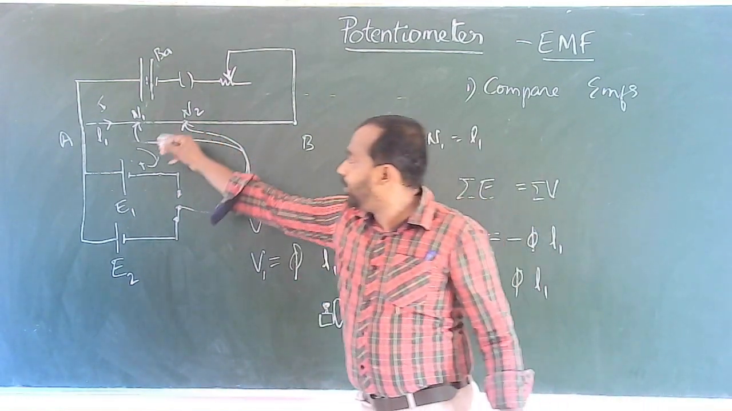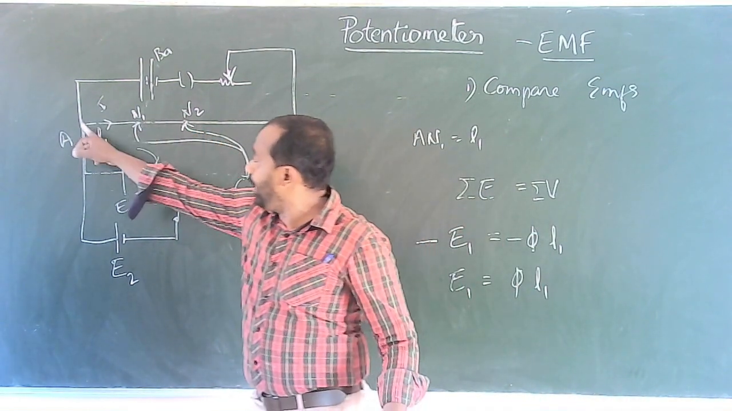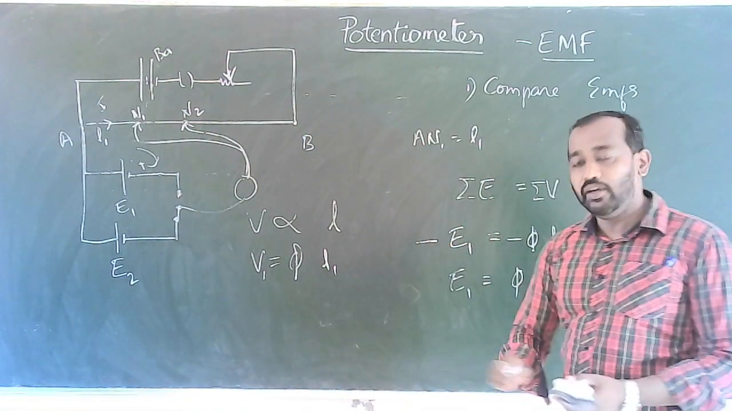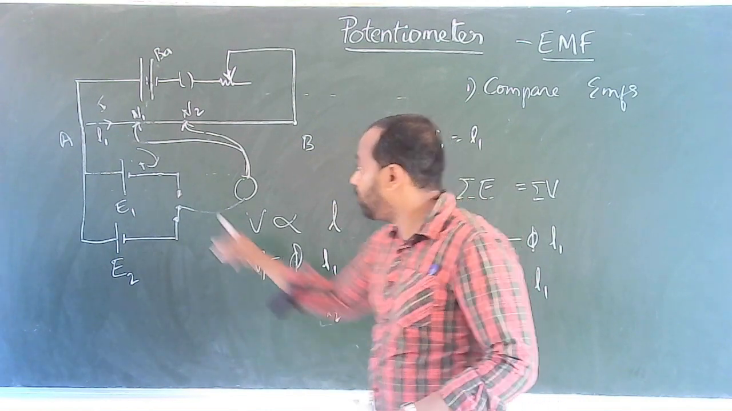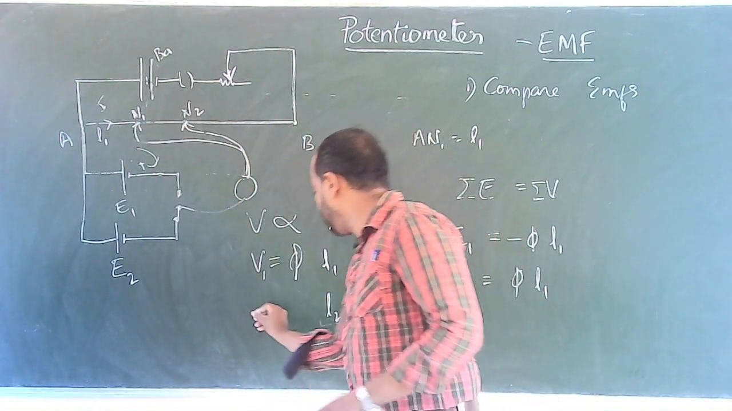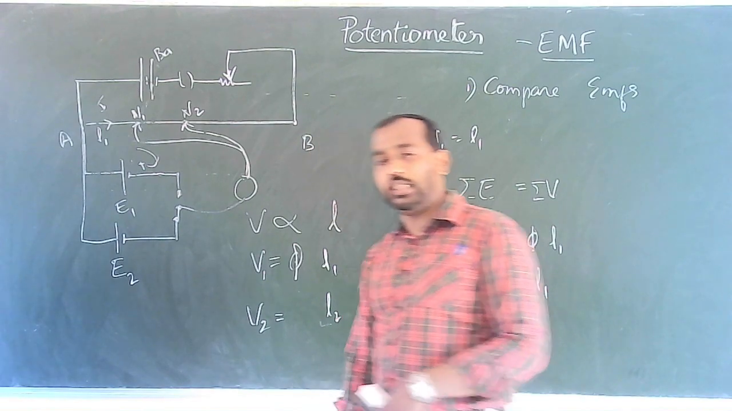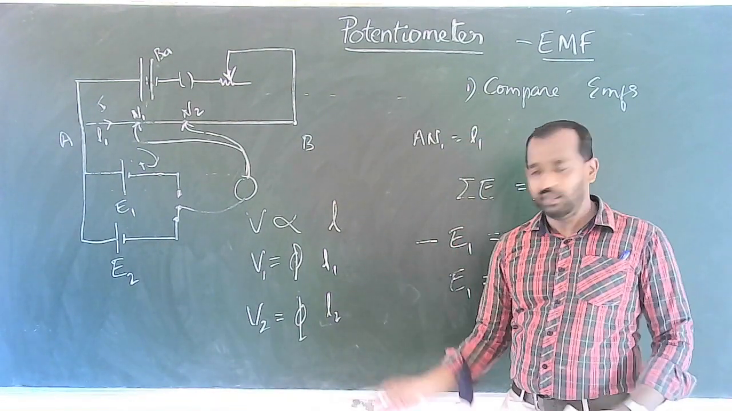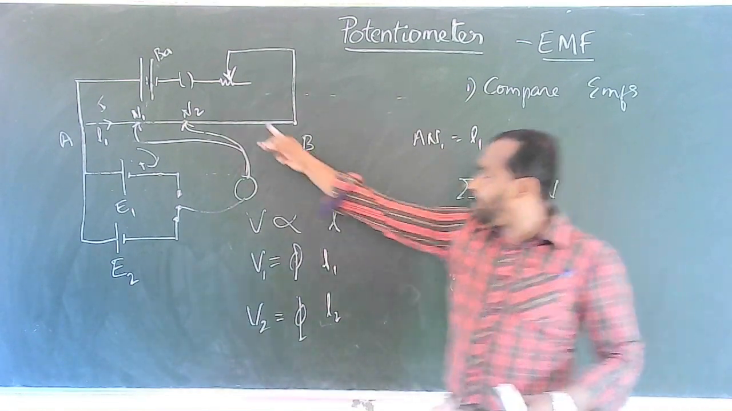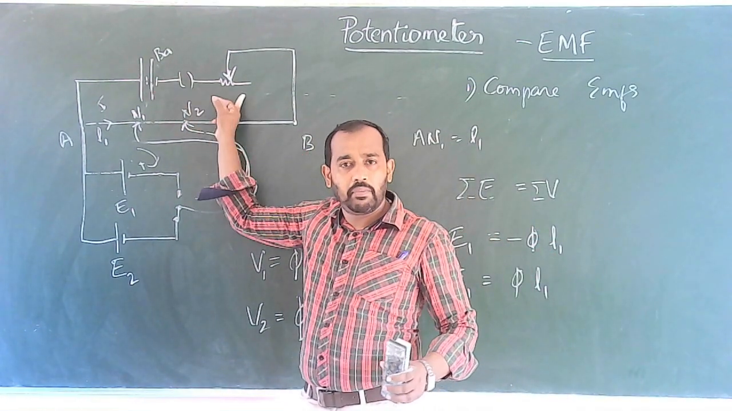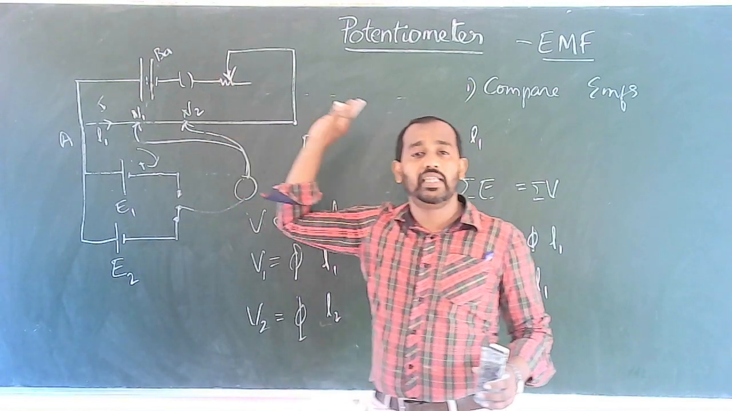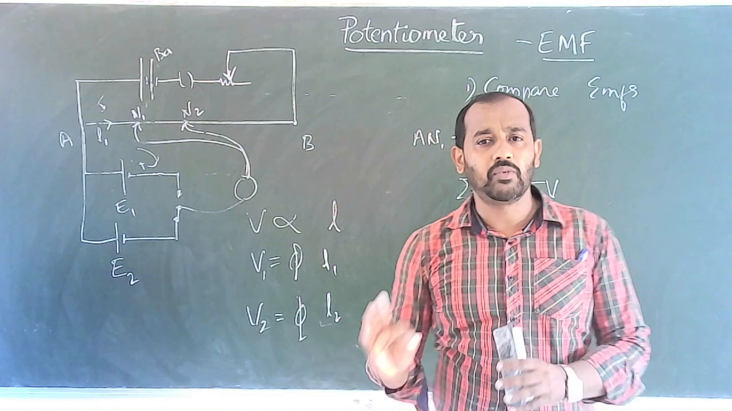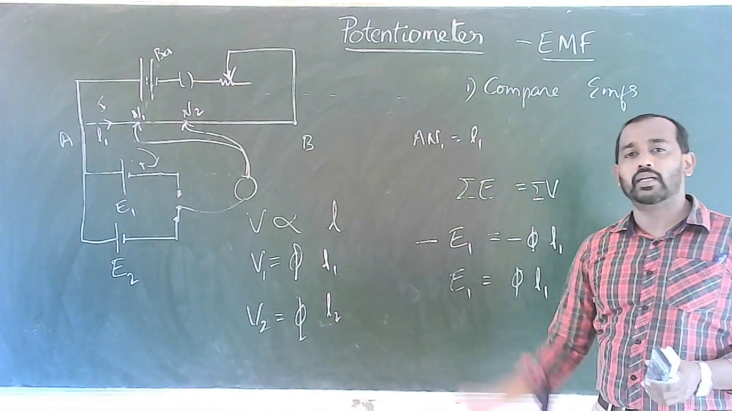But now, when this length A to N2 is, let us assume, equal to L2, then the potential drop over this length A to N2, represented as V2, obviously should be equal to how much? Same constant into L2. Why the same constant? Because we have not changed the position of the rheostat. The battery is sending the same current. The potentiometer wire is again the same. So therefore, same constant, the potential drop per unit length.